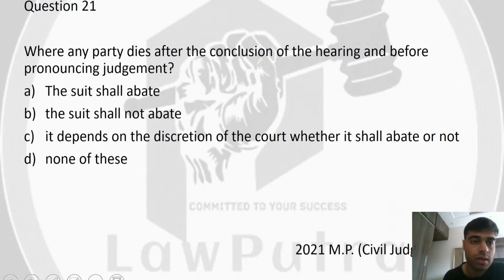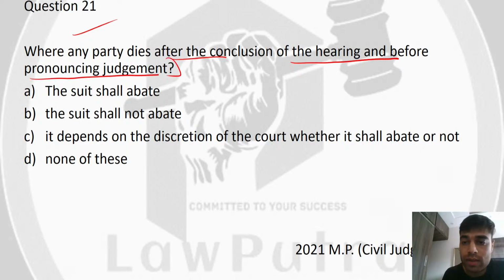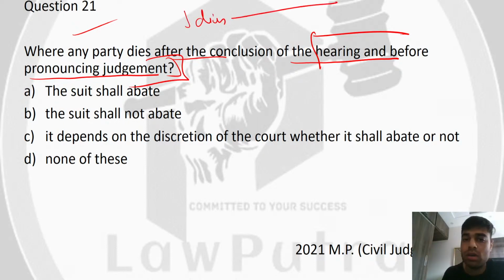Next question. Where any party dies after the hearing and before pronouncing the judgment. Understand one thing: after the hearing and before pronouncing the judgment. One is when he has died during the pendency of the suit, that the suit was still running and the person has died. But this deals with hearing and before judgment is pronounced. That means the case is largely complete, and only the pronouncement of the judgment remains.